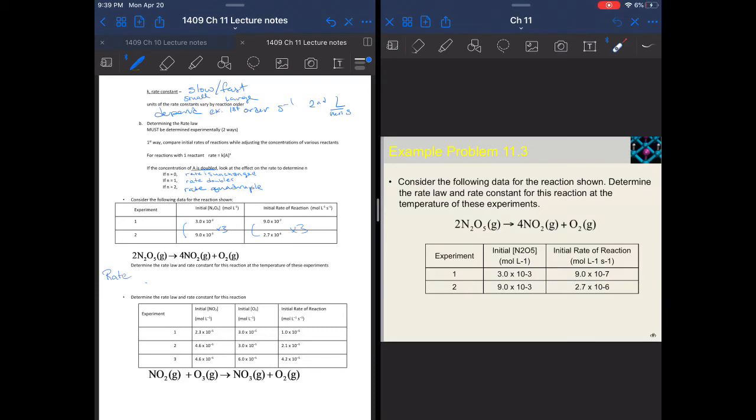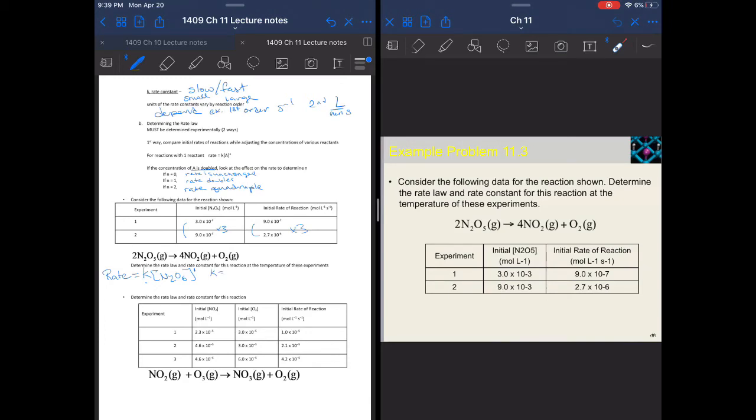So now we can write out our rate law, or almost. Rate is going to equal that rate constant times the concentration of dinitrogen pentoxide raised to the power of 1. You don't have to write a 1, but that would be the reaction order for N2O5. Now, to solve for K so we can complete this rate law, we just need to choose experiment 1 or experiment 2 and plug in and solve.